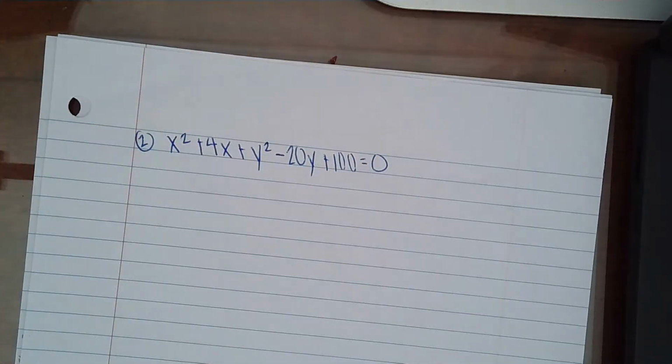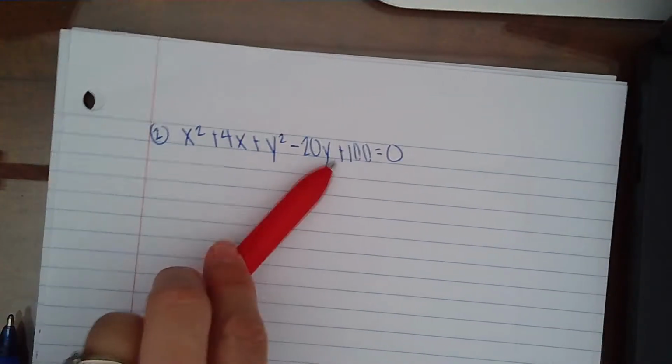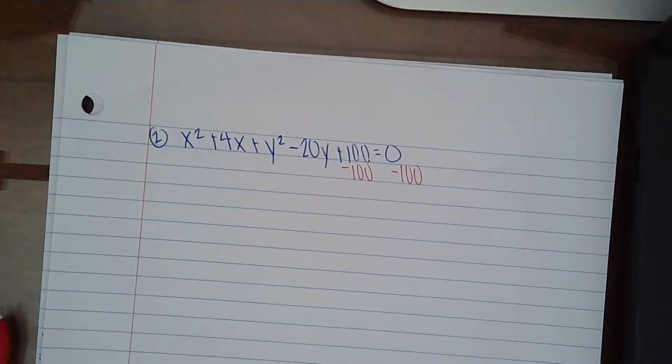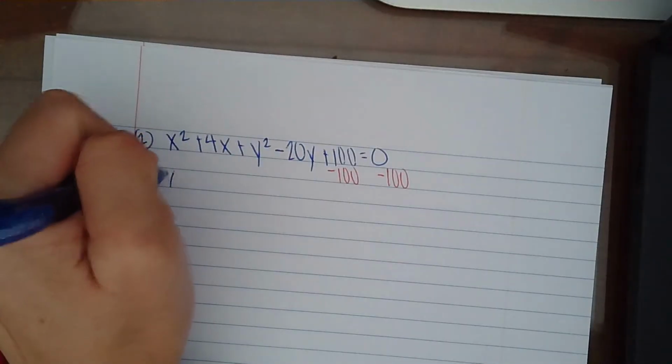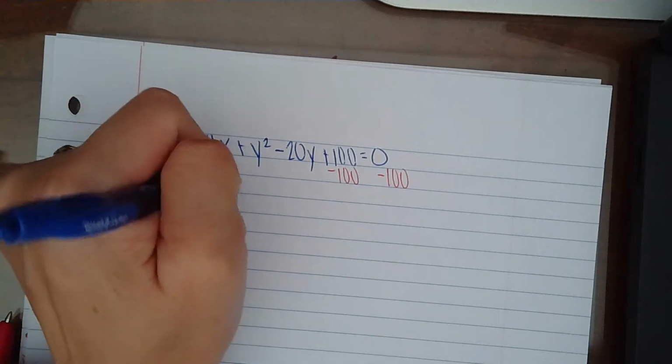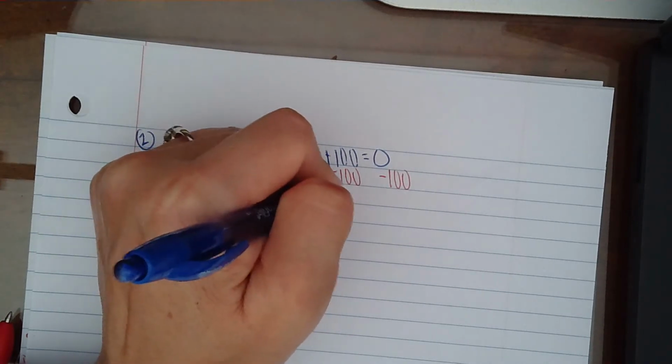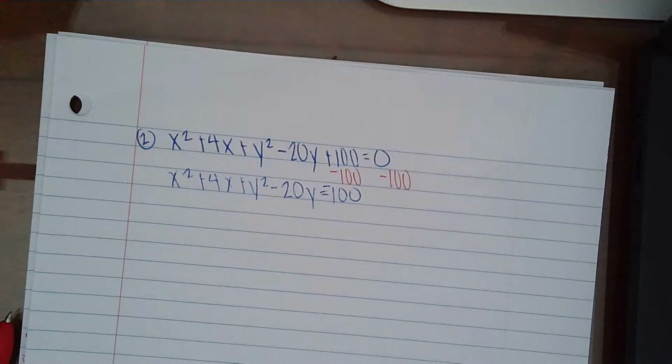So our second example, example number 2, we have x squared plus 4x plus y squared minus 20y plus 100 equals 0. All right, well, first thing is we have to move that 100 over. So minus 100 minus 100. And we're left with x squared plus 4x plus y squared minus 20y equals negative 100.